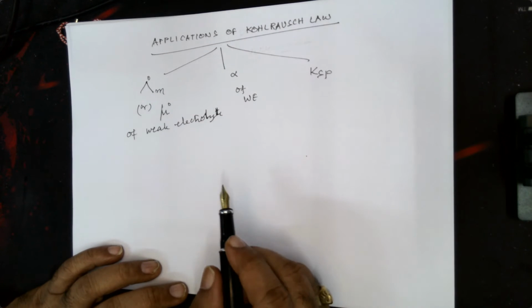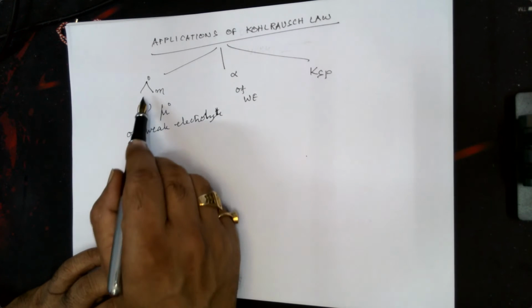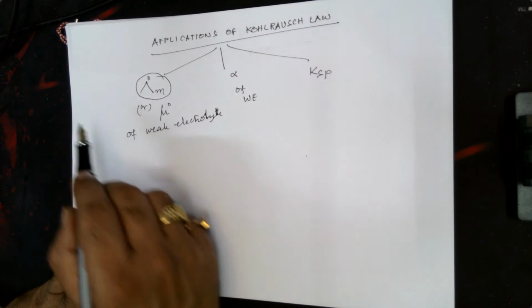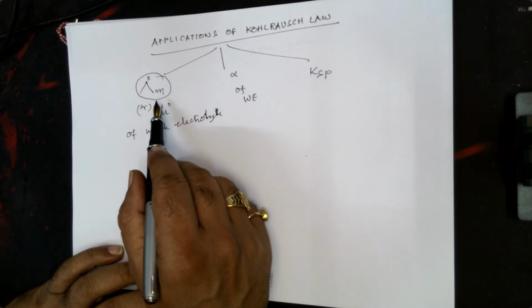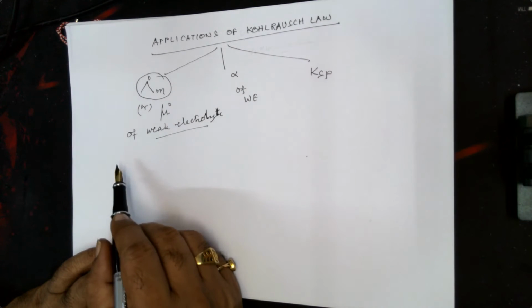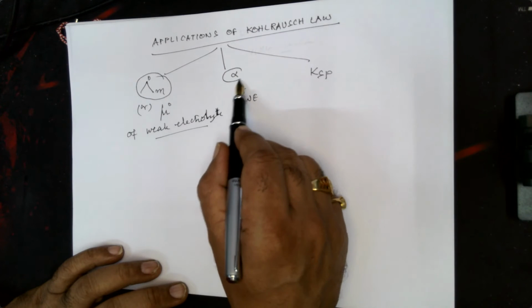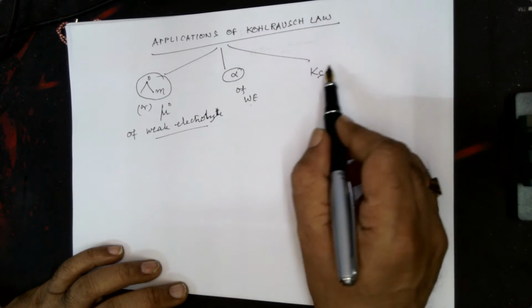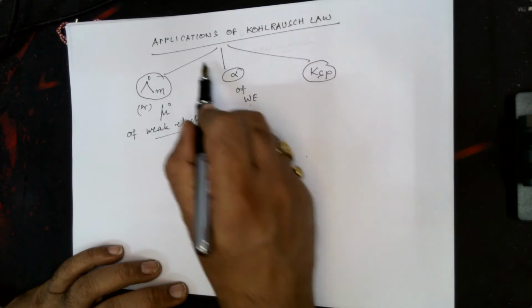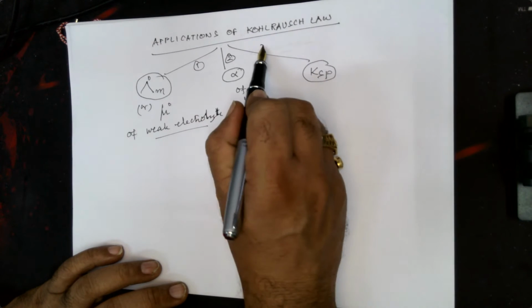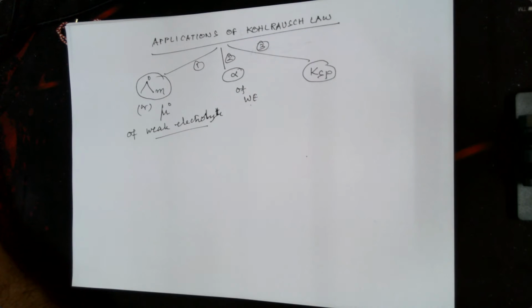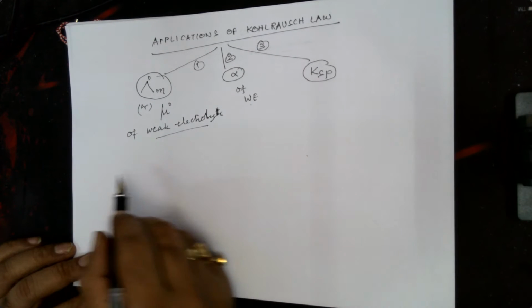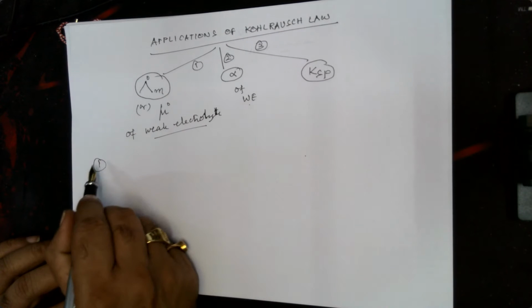It is represented as solubility product. So what is this? Molar conductivity or molar conductance of weak electrolyte at infinite dilution. Second, degree of dissociation of weak electrolyte. Third, solubility product. 1, 2, 3. Let us see one by one. Let us consider the first one.